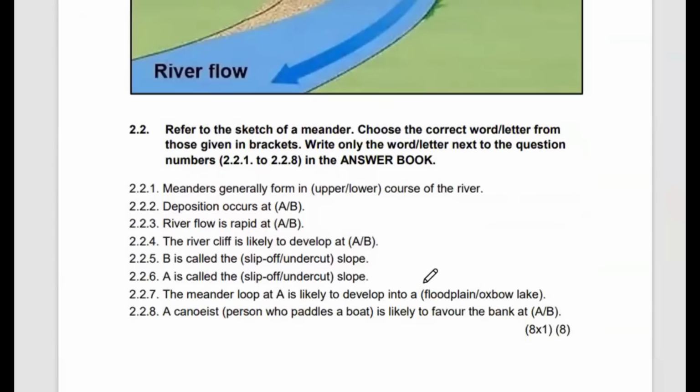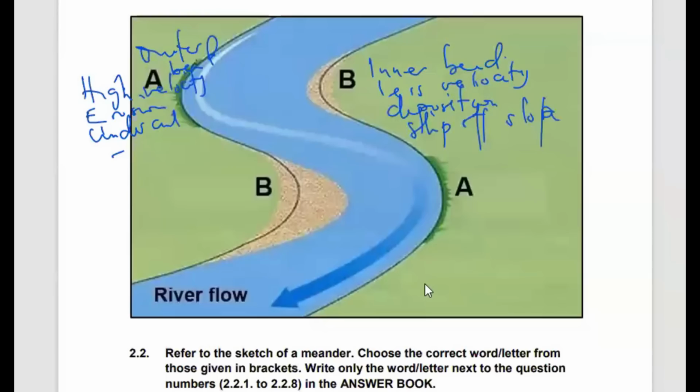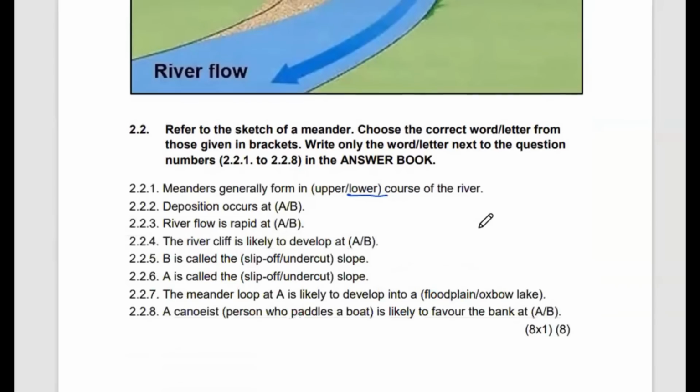Our first question says, meanders generally form in dash course of the river. Definitely meanders, we find them in the lower course of the river. Deposition occurs at A or B. Where does deposition happen? Like what I've just explained, deposition automatically happens at B, like what I've mentioned.